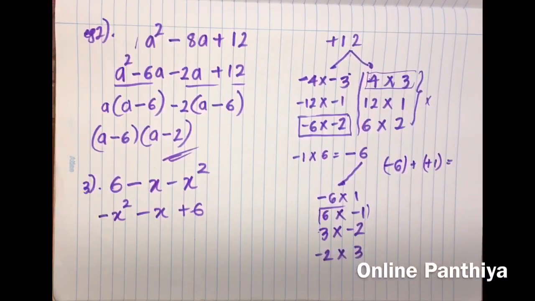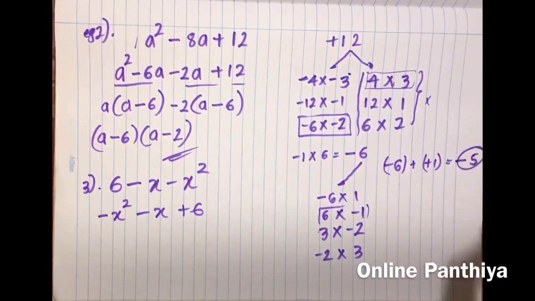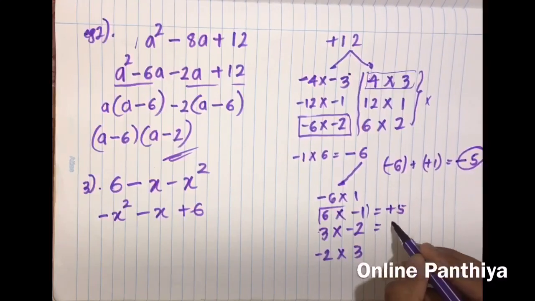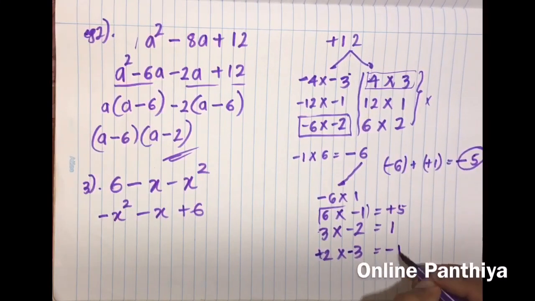Check your grade 9 knowledge, grade 8 knowledge. Yes, the answer is minus 5. So here it is plus 5, here it is plus 1, here you get, I have not interchanged the sign here, sorry about it. So here minus 1. So which one are you going to select?